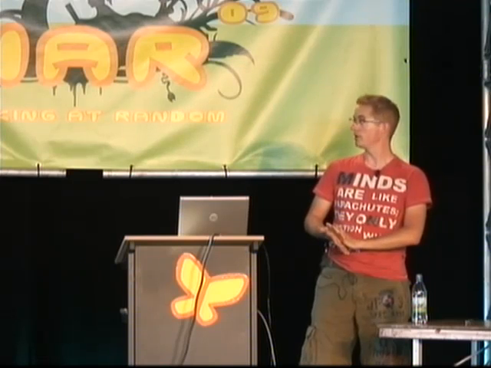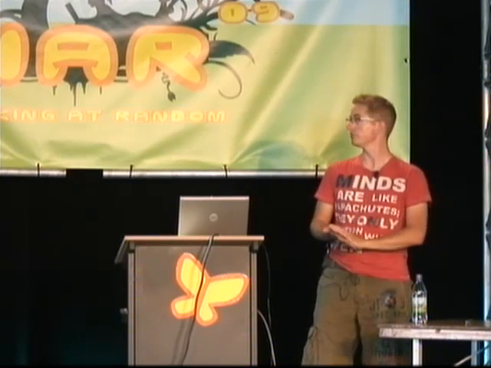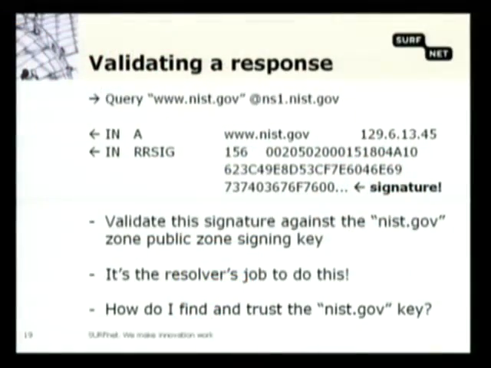Now, what actually happens if I want to validate a DNSSEC response? In this example, I'm using www.nist.gov, because actually the US government mandates the use of DNSSEC since late last year. And I can actually query nist.gov, and I will get a signed answer back. Now, how do I validate this signature? Well, I need to know what key was used to sign the nist.gov zone, which in this case is indicated in the RRSIG answer. The first bit says 156, that's the key ID that was used to sign that record. So I need to look up that key.